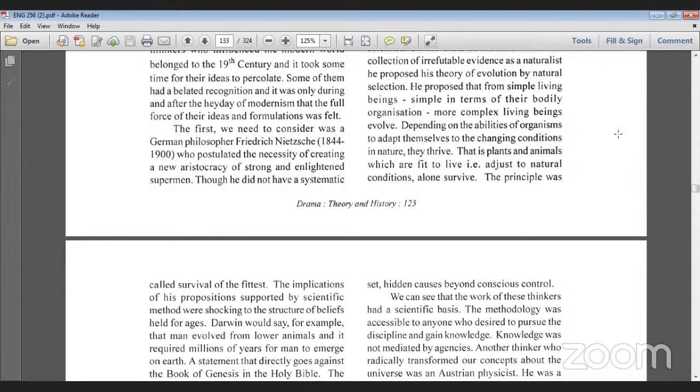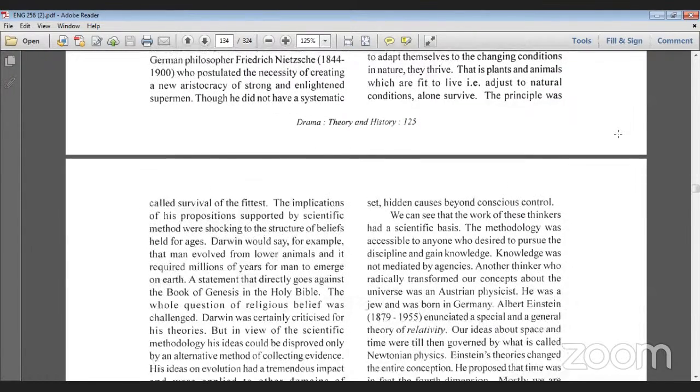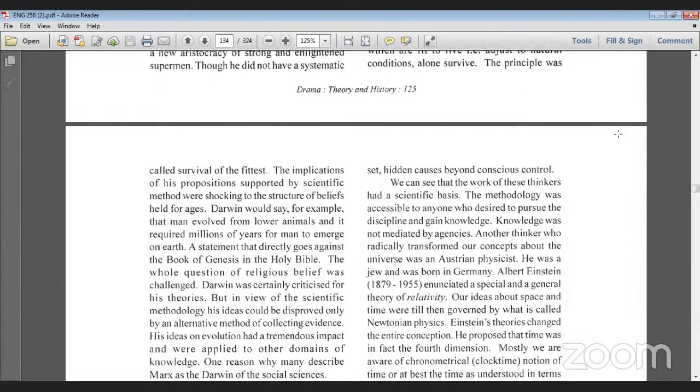The implications of his proposition, supported by scientific method, were shocking to the structure of beliefs held for ages. Darwin would say, for example, that man evolved from lower animals and that it required millions of years for man to emerge on earth. Okay, the statement directly goes against the Book of Genesis in the Holy Bible. The whole question of religious belief was changed. Darwin was certainly criticized for these theories, but in the view of scientific methodology, his ideas could be disproved only by an alternative method of collecting evidence.